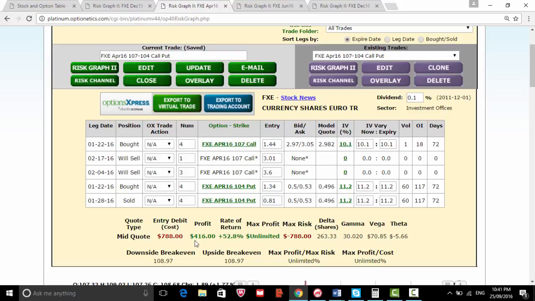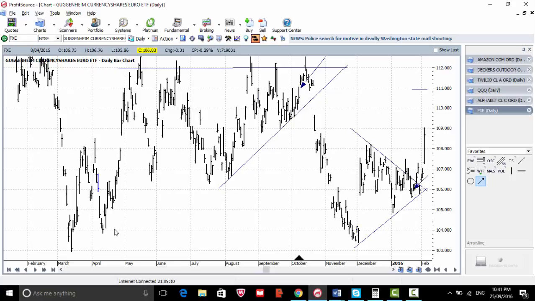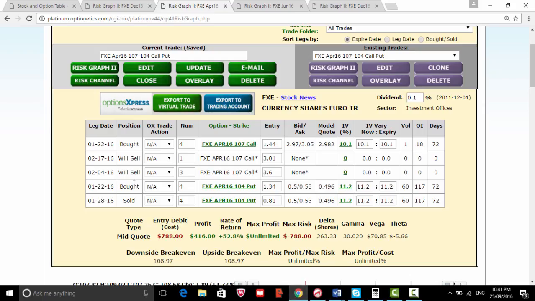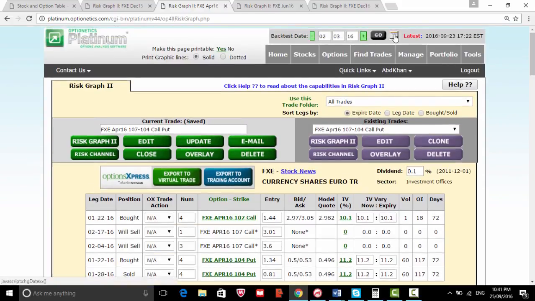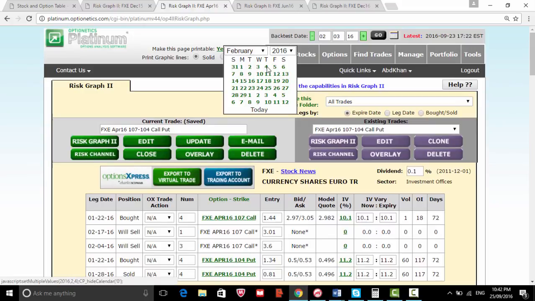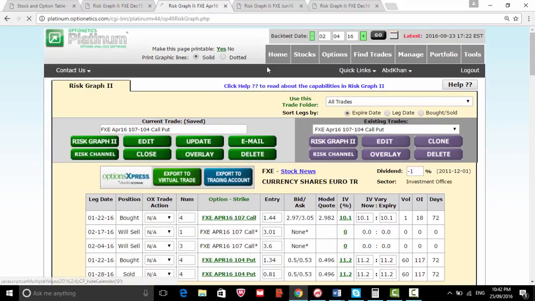Okay, so let's continue watching what happens with the euro. So you can see another nice move to the upside. Okay, so this is the 4th of February. Now at this point I can see that I did do some sort of adjustment here, so I'm going to move to the 4th of February and I'm going to talk about what I actually did. Okay, so the 4th of February is Thursday.